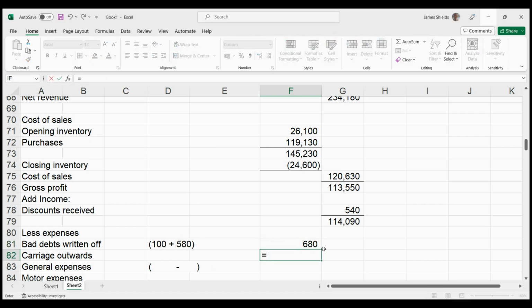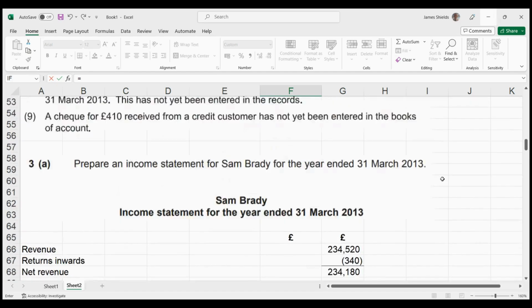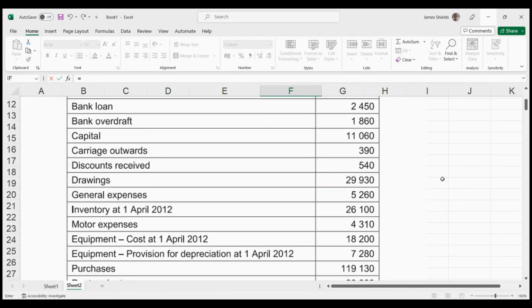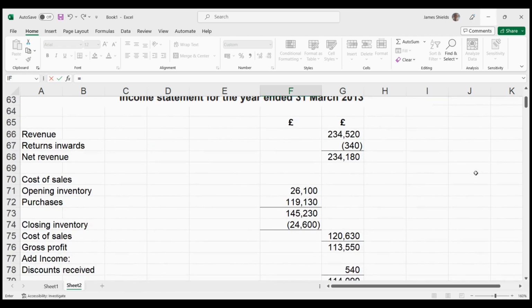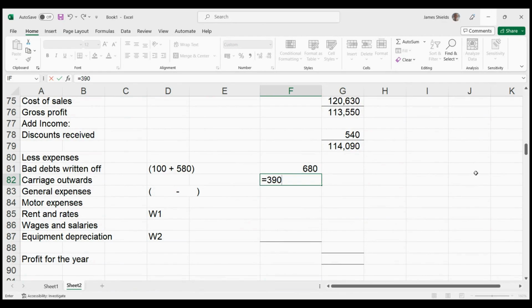Now carriage outwards, there's nothing in the additional information for that, so I go straight to my list of balances. So carriage outwards, it should be near the top. It's the next expense, going down, which is here, which is £390. So carriage outwards is £390.